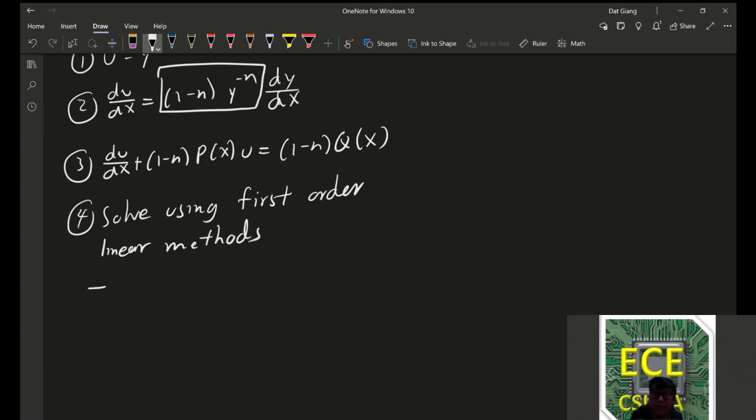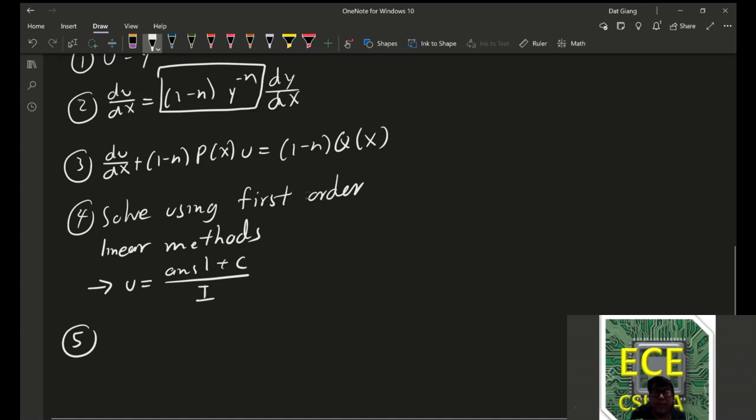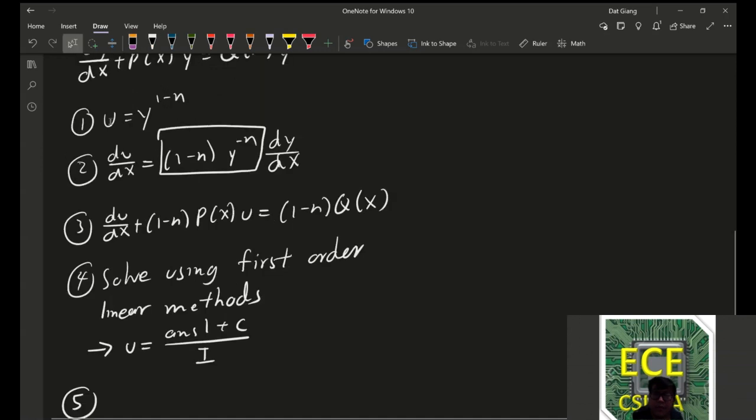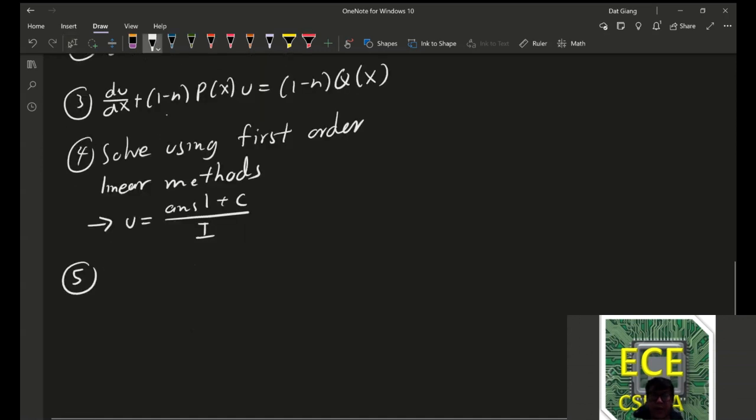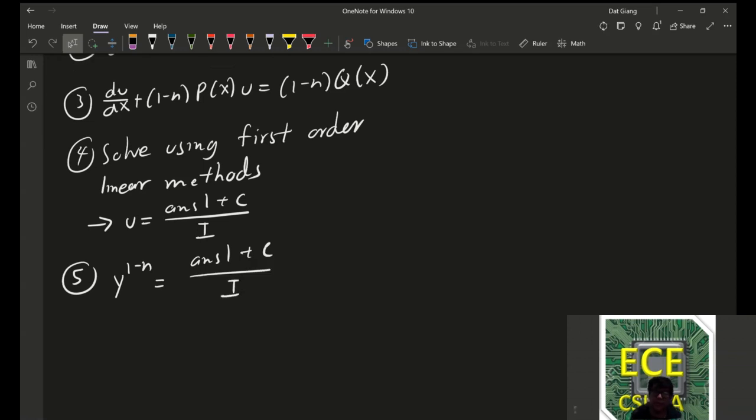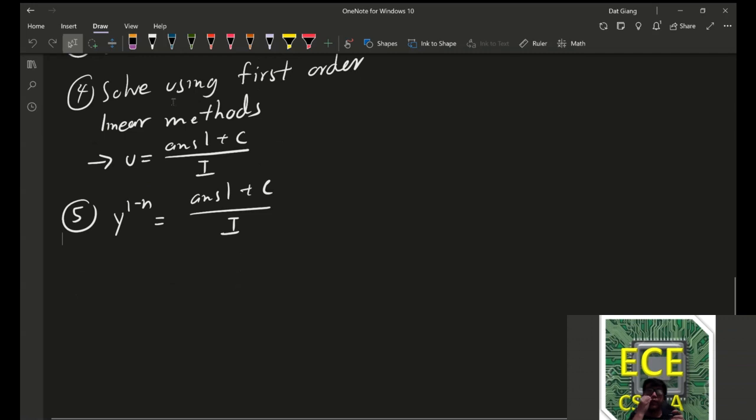What does that mean? We have something of the form u is equal to one over the integrating factor times the integral plus c. Now, given our substitution, we have to give it back: y to the 1 minus n equals that same expression. So using this approach, we can solve any kind of Bernoulli differential equation.